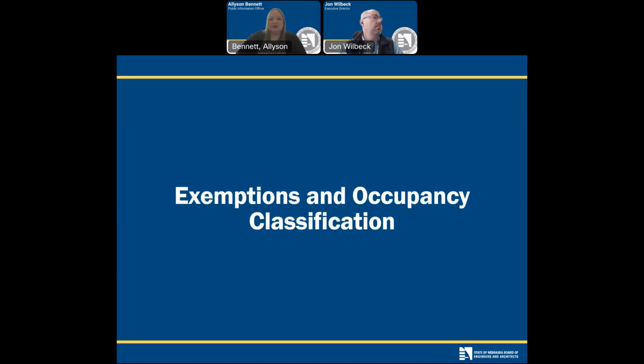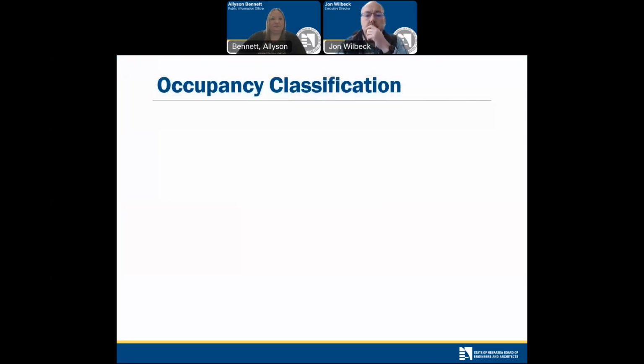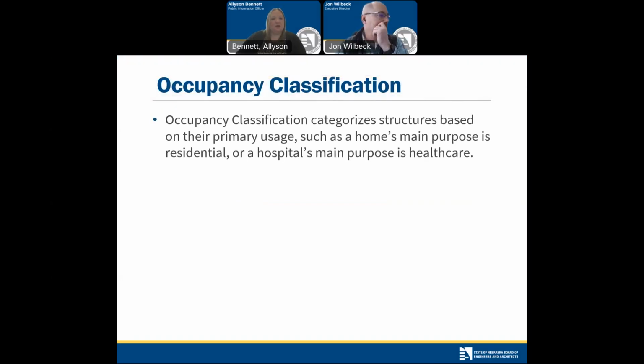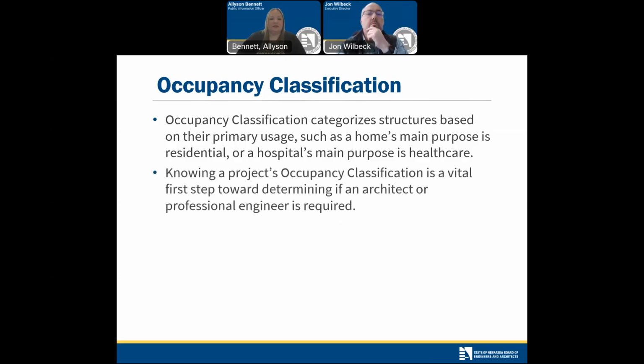So years ago, our board decided what elements needed to be taken into consideration when determining if a new structure was going to be exempt from acquiring a licensee or not. So occupancy classification categorizes structures based on their primary usage. A home's main purpose is residential, a hospital's main purpose is healthcare, and so forth. This is going to be a vital first step in determining if you need that design professional on a project: looking at that occupancy classification and determining what your project is under that.